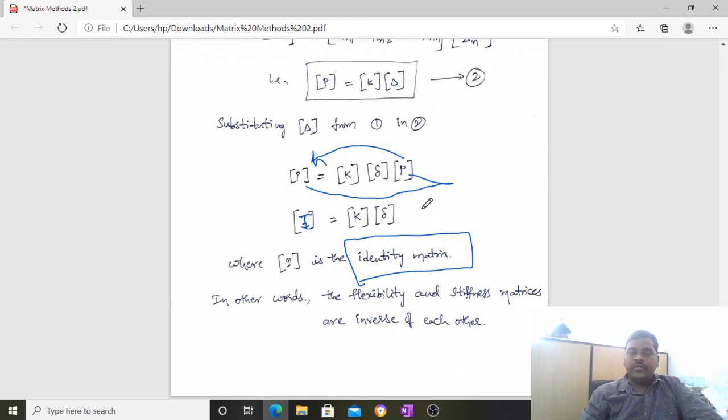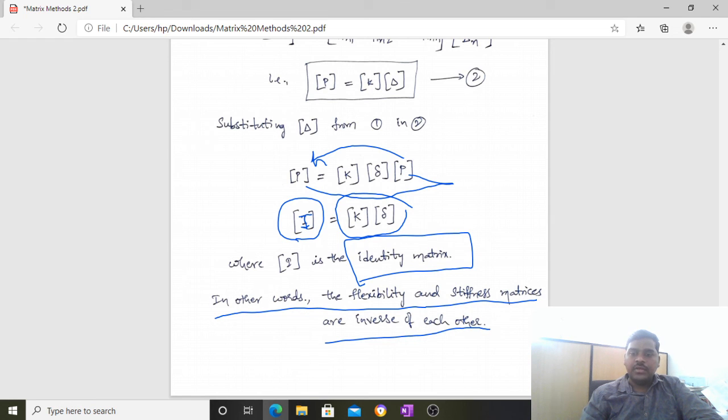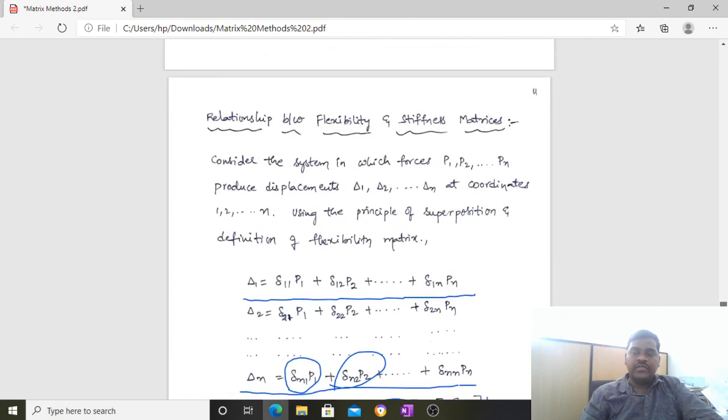So after the problem is solved, we have to multiply both stiffness and flexibility matrices, and we have to get the product as I, then the check is said to be completed. So finally we can say that the flexibility matrix and stiffness matrix are inverse to each other. So this is what regarding the flexibility and stiffness matrix.